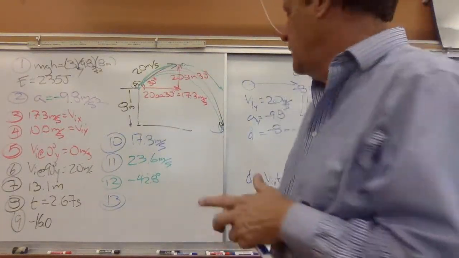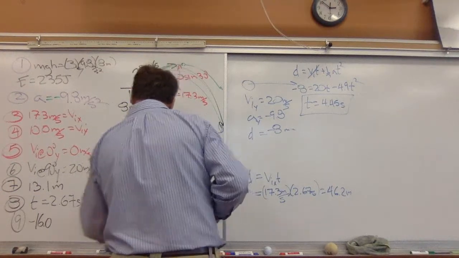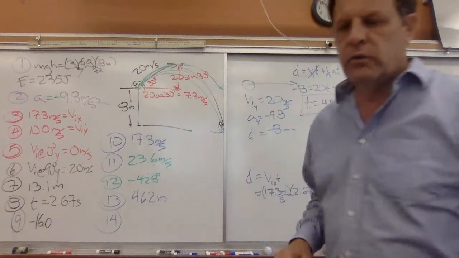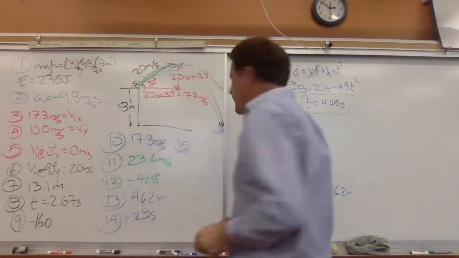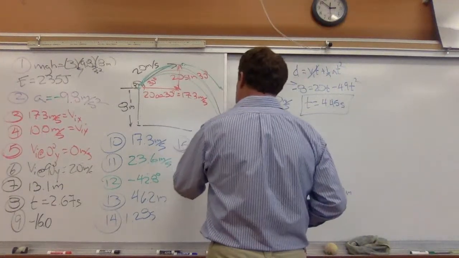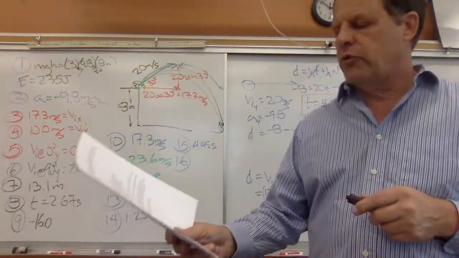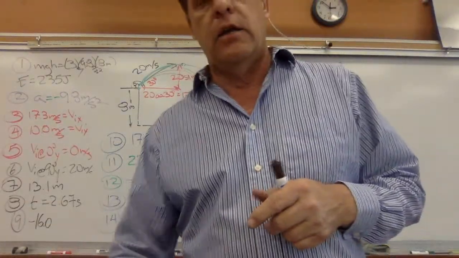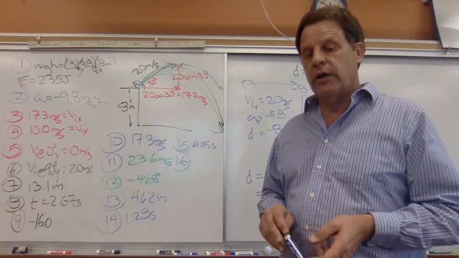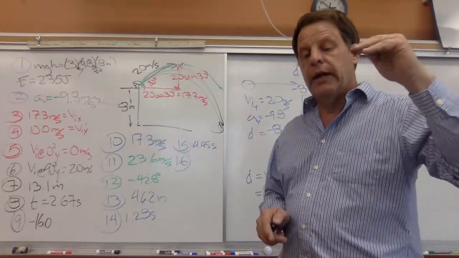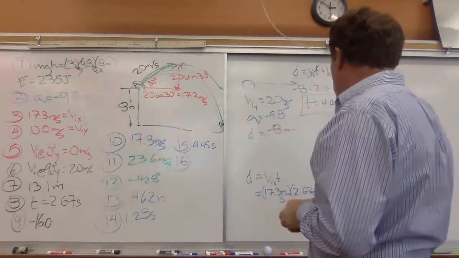All right, so 13 was 46.2 meters. 14 was 1.28 seconds. 15 was 4.45 seconds. 16: at what angle results in the greatest distance or range from the cliff? In all cases when we're ignoring air resistance, it's 45 degrees. 45 degrees is going to give us our greatest distance, whether we're on level ground or up in the air.